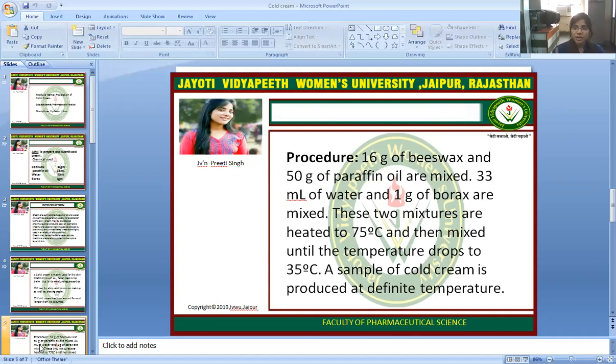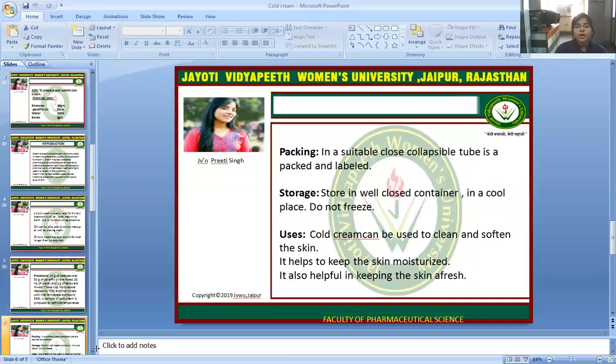Mix together in a mortar and pestle, and 33 ml of water and 1 gram of borax are mixed. These two mixtures are heated to 75 degrees Celsius and then mixed until the temperature drops to 35 degrees Celsius. A sample of cold cream is produced at a definite temperature. So this is the short procedure of the cold cream.